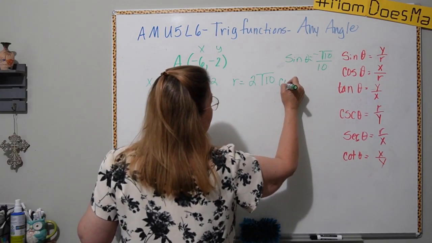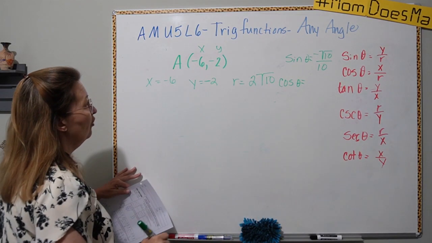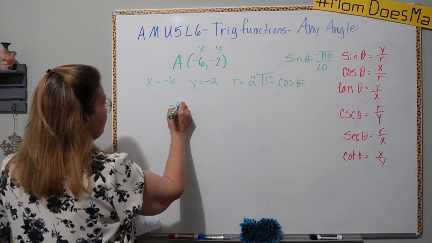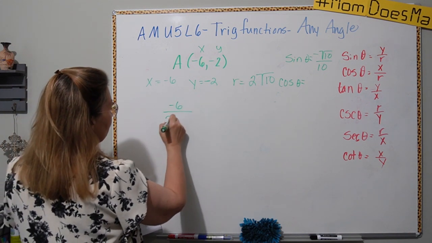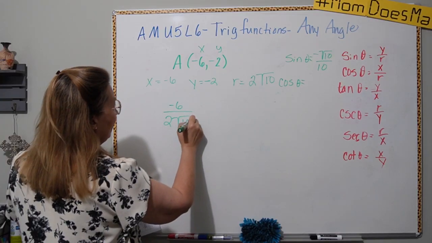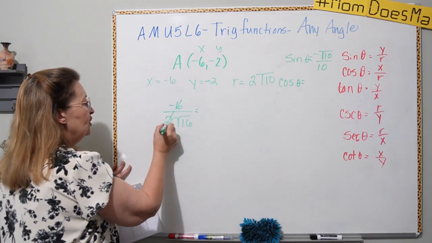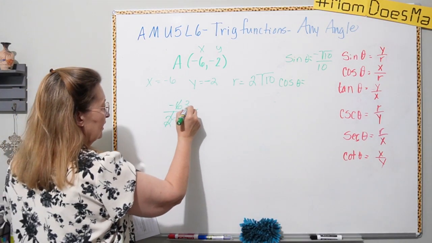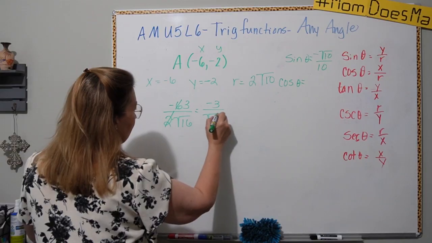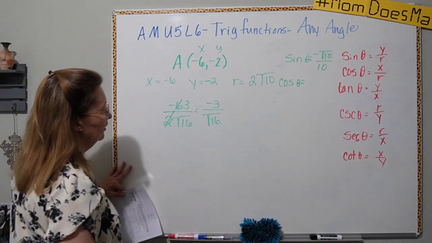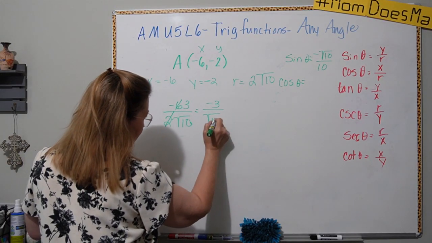All right, my cosine of theta is x over r. So that's going to be -6 over r, which is 2 square root of 10. And I need to simplify, okay? 6 and 2 reduce down and leave me 3 on the top. So what I have now is -3 over the square root of, and that's not a 6, that's a 10.